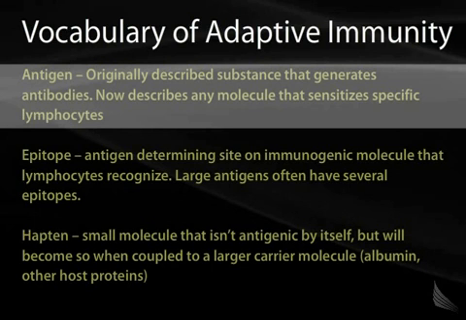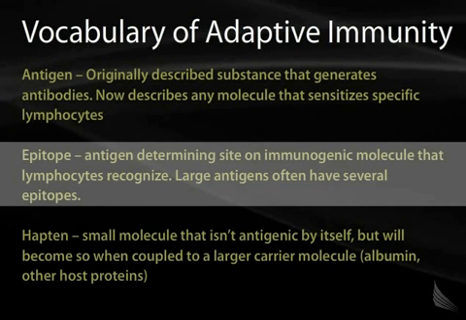Anything in your body that could sensitize a specific lymphocyte would be considered an antigen. All the proteins in your body would be considered antigens. However, they're not all immunogens. Why? Because they're self-proteins. They're not foreign. They don't have the right makeup to be immunogenic. So that's something to remember and distinguish between antigen and immunogen. Anything that can cause an immune response is antigenic. Anything that does cause an immune response is immunogenic.